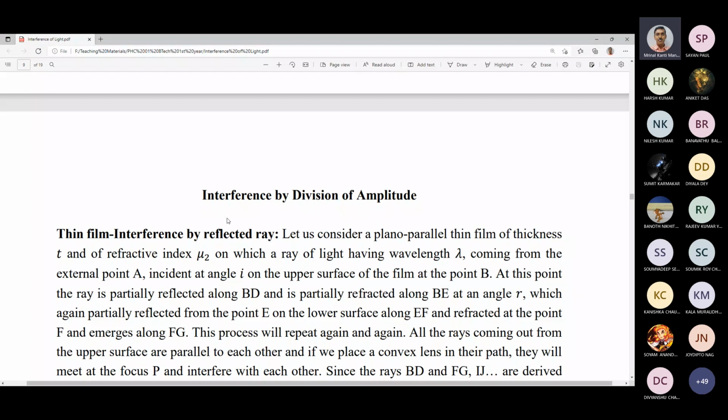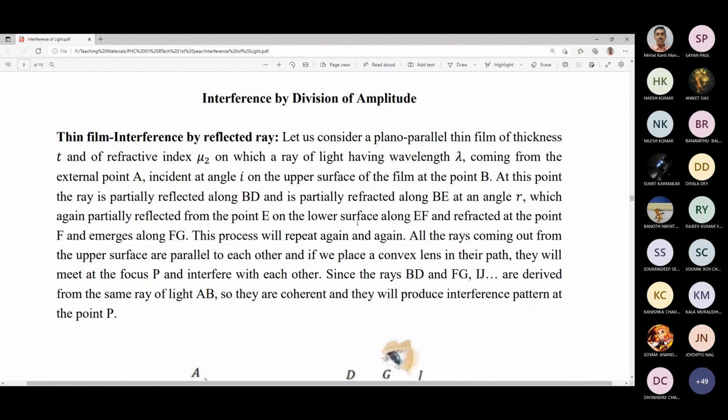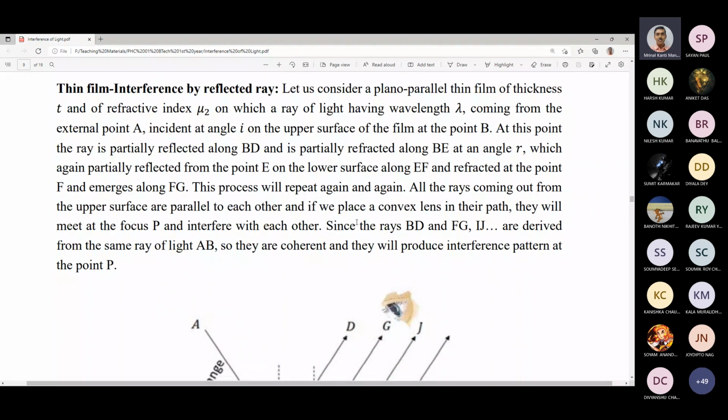So now we consider interference by division of amplitude. Previously I have already mentioned that in case of division of wavefront, a narrow slit source is required. But in case of division of amplitude, we always need an extended light source. So why is an extended light source required for division of amplitude?